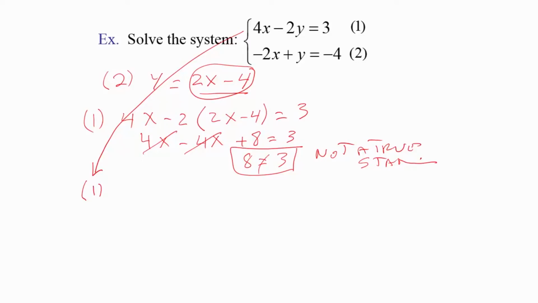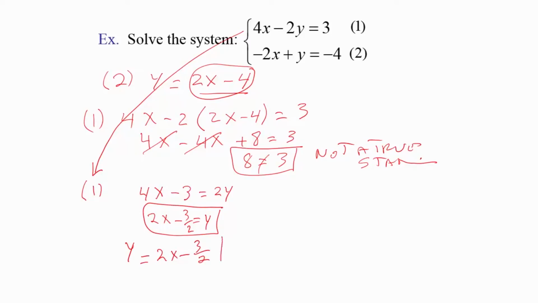So the first one, I'm going to take 2y to the other side. It becomes positive 2y. So you would have 4x, take the 3 to the other side, equals 2y. Divide everything by 2, then y is equal to 2x minus 3/2. It doesn't make any difference how I write it. So how much is the slope here? The slope is 2.